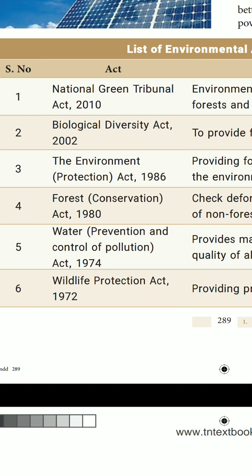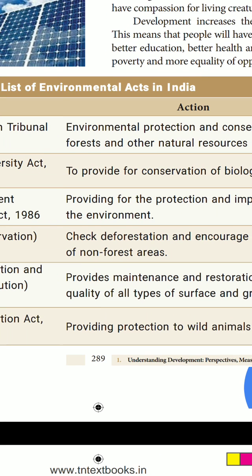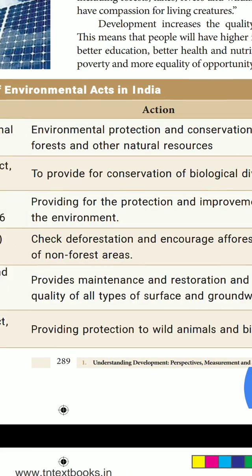This is also an important question, Roman number 5, question number 4. And what was the action for each of these acts?